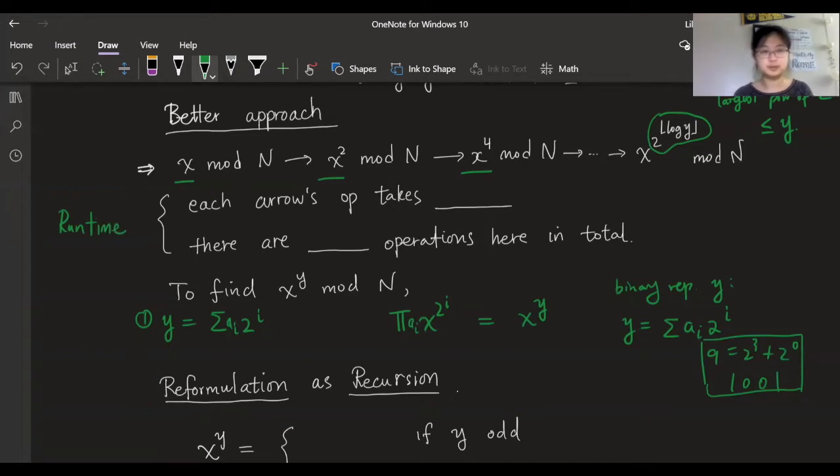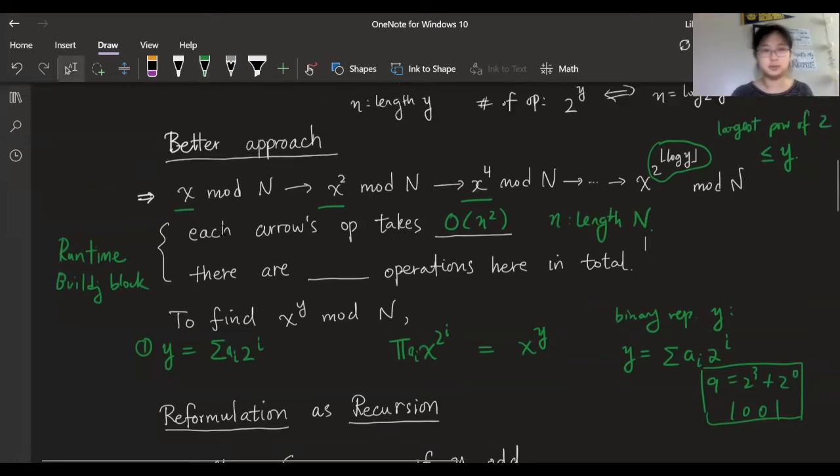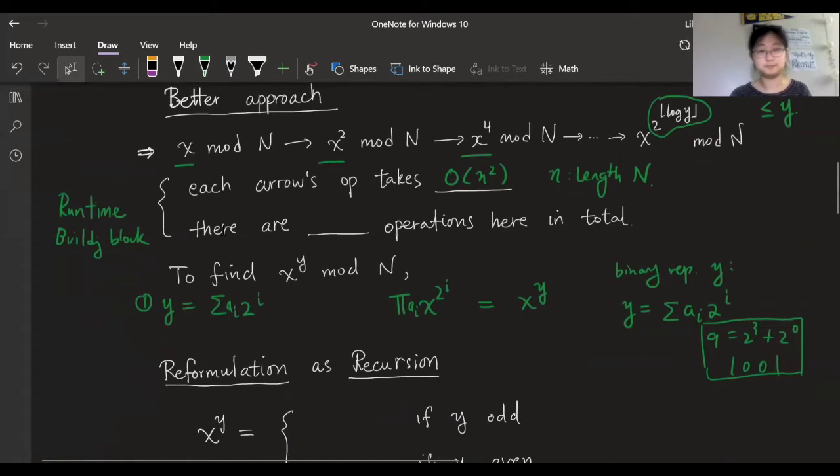To calculate this entire sequence of building blocks with exponents to the i, each arrow's operation, so each squaring operation, is going to take O of n squared time, where n is the length of n, right? Because essentially every single number is going to be mod n, so it's going to be smaller than n, and then by the multiplication criteria that we talked about just now, the runtime is going to be n squared. Okay, and how many operations are here in total?